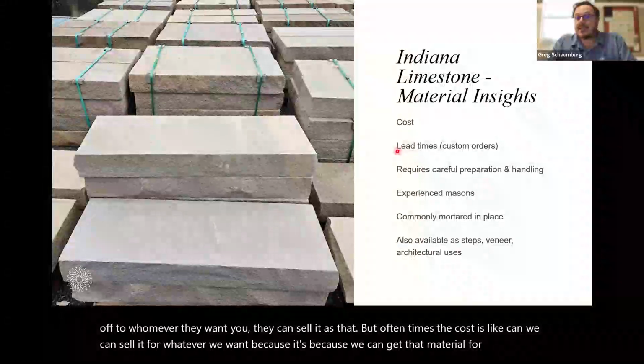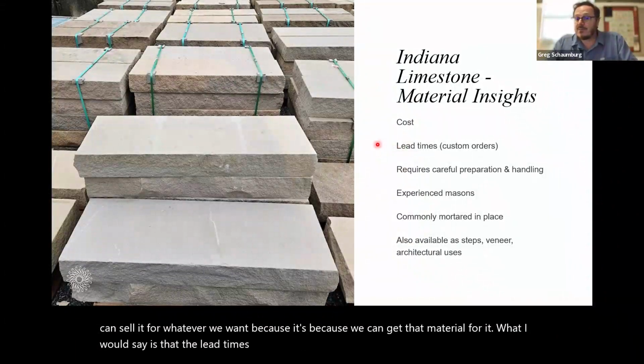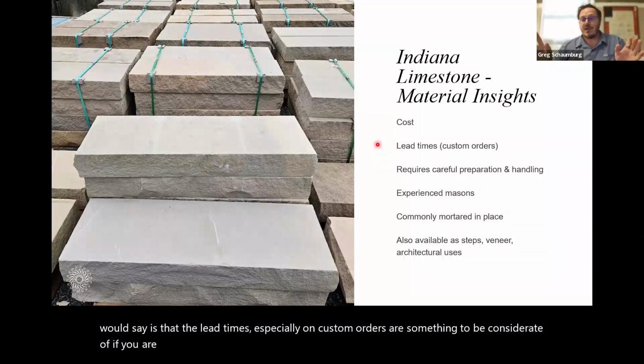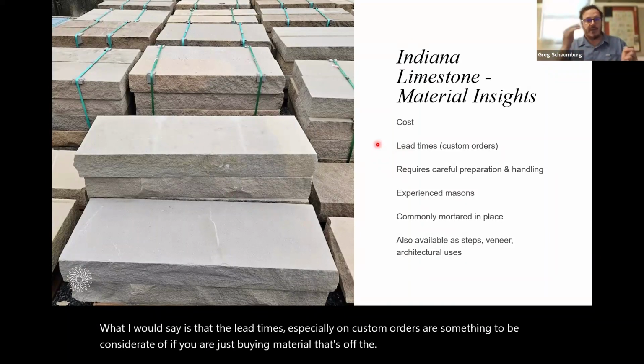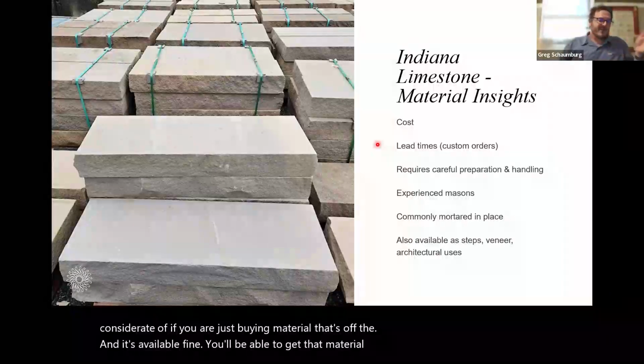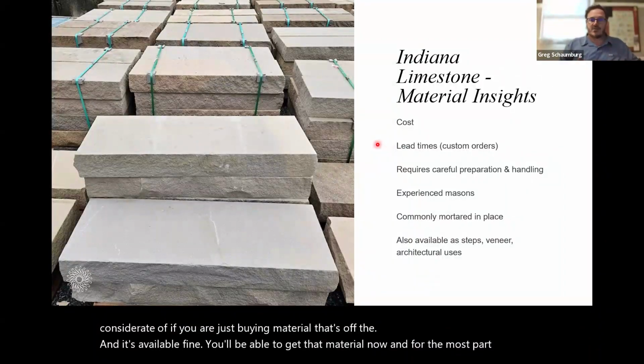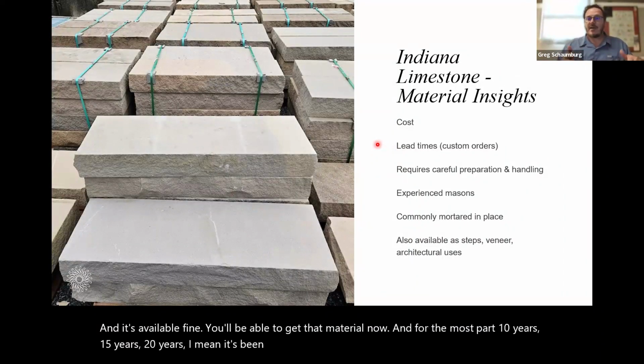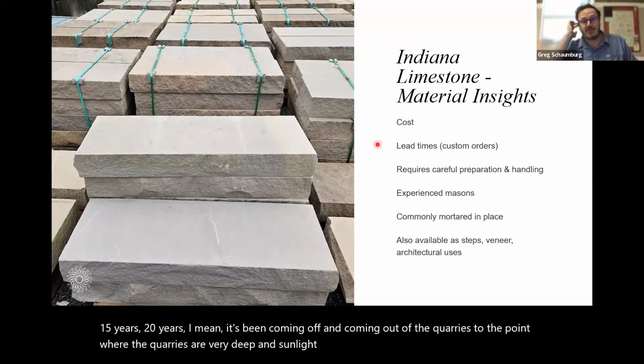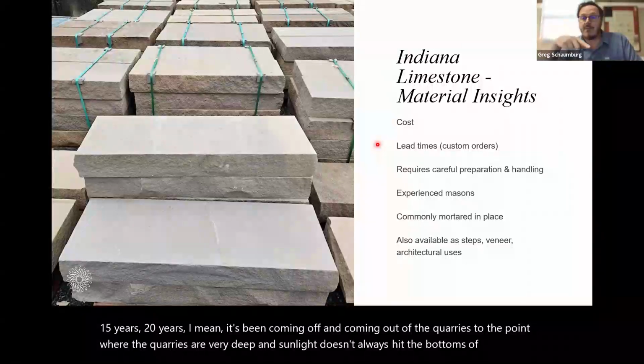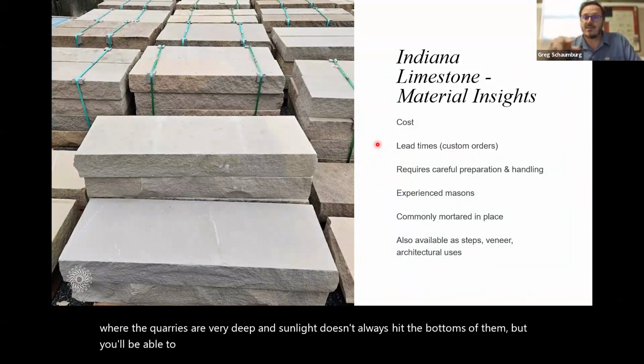What I would say is that the lead times, especially on custom orders, are something to be considerate of. If you are just buying material that's off the shelf and it's available, fine, you'll be able to get that material now. And for the most part, 10 years, 15 years, 20 years, it's been coming out of the quarries to the point where the quarries are very deep and sunlight doesn't always hit the bottoms of them. But you'll be able to predictably source this material regularly.